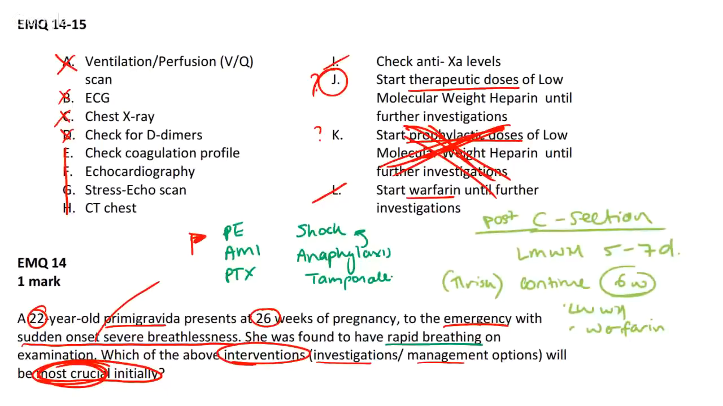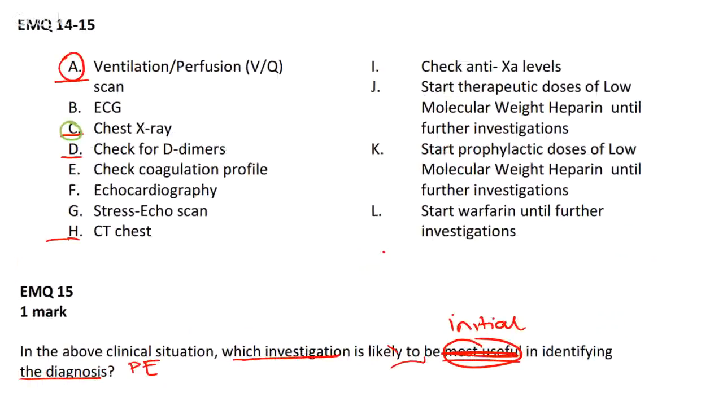So you treat the condition until the diagnosis is excluded. You do the VQ scan to exclude the diagnosis of PE, and you assume it's a PE until proven otherwise, which is why you treat it first.